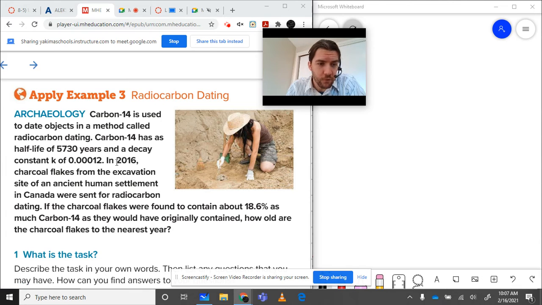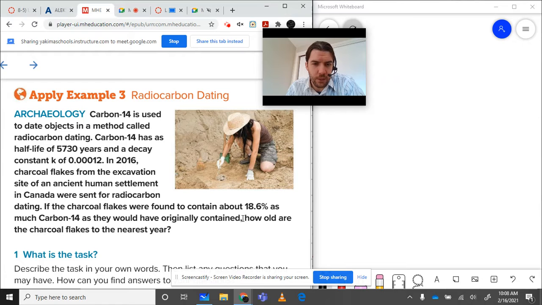So in 2016, charcoal flakes from the excavation site of an ancient human settlement in Canada were sent for radiocarbon dating. If the charcoal flakes were found to contain about 18.6% as much carbon-14 as they would have originally contained, how old are they to the nearest year? Okay, so if the charcoal flakes were found to contain 18.6% as much as they would have originally contained.